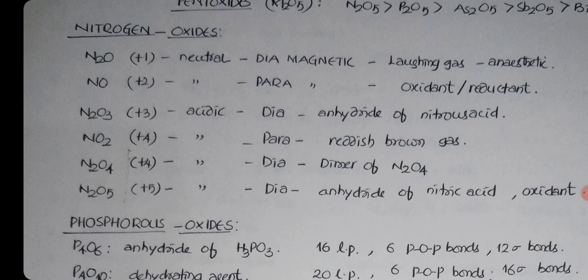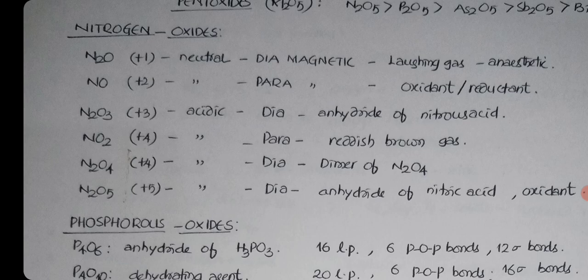N2O3 is nitrogen sesquioxide. It is a combination of NO2 and NO. NO and NO2, when they are heated, form N2O3. N2O3 is diamagnetic. NO2 is paramagnetic and a reddish brown color gas. Because of the presence of an unpaired electron, it is colored and paramagnetic. NO is colorless and paramagnetic. N2O4 is the dimeric form of NO2 and this is diamagnetic.